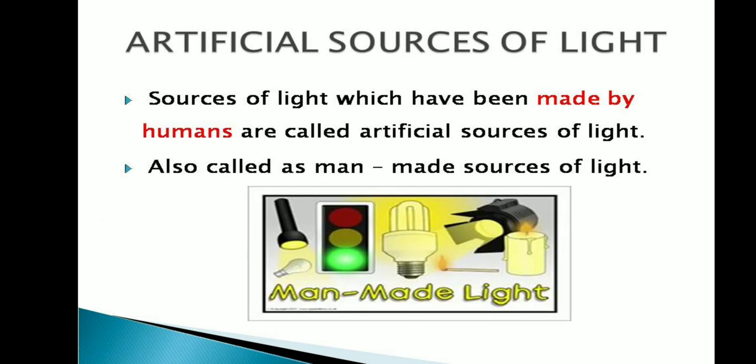Artificial sources of light. Sources of light which have been made by humans are called artificial sources of light. It is also known as man-made source of light. Examples: torch light, CFL bulbs, candle. These are all artificial sources of light.